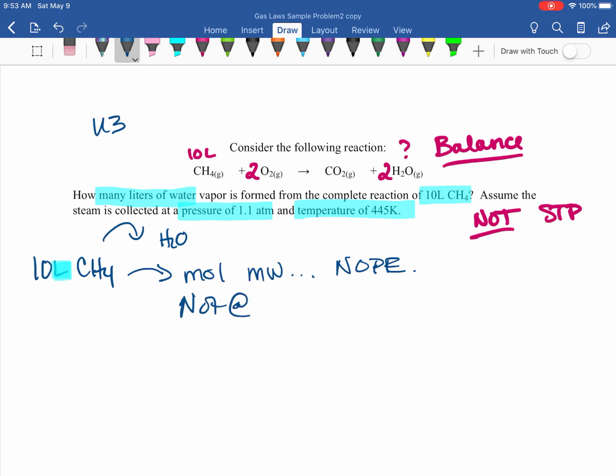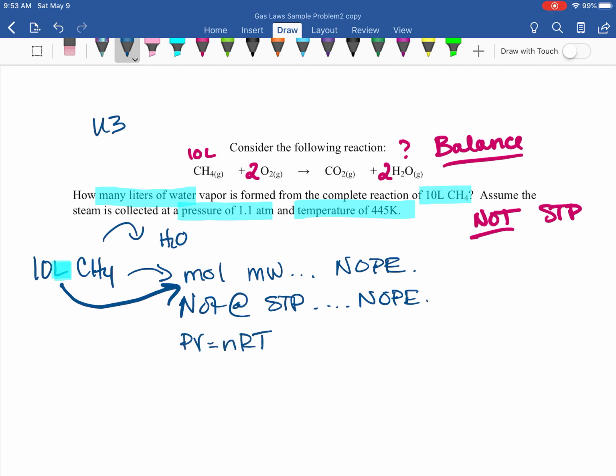We have to do it in another way. And we're not at STP, so we can't use that. So shut the front door. How are you going to convert liters to moles? PV.